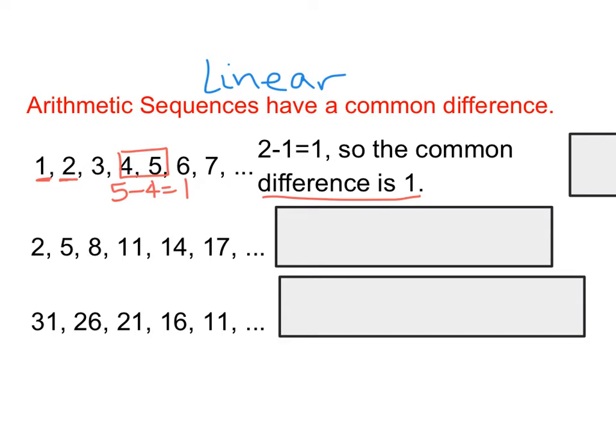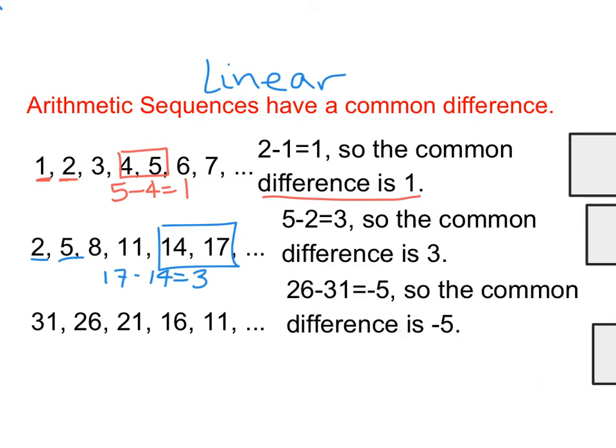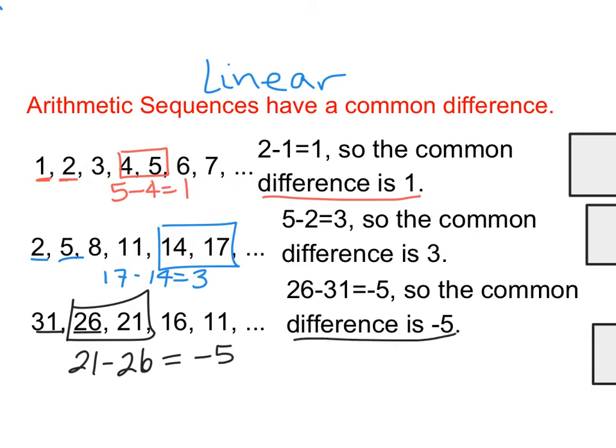What about the second one? It was 3, right? Here we had 5 minus 2 is 3. I could do that with any two consecutive terms. For example, 17 minus 14 gives you 3. What about that last one? We said it was negative 5 because 26 minus 31 was negative 5. I could do that with any two consecutive terms. 21 minus 26 is negative 5. So that's why the common difference is negative 5.